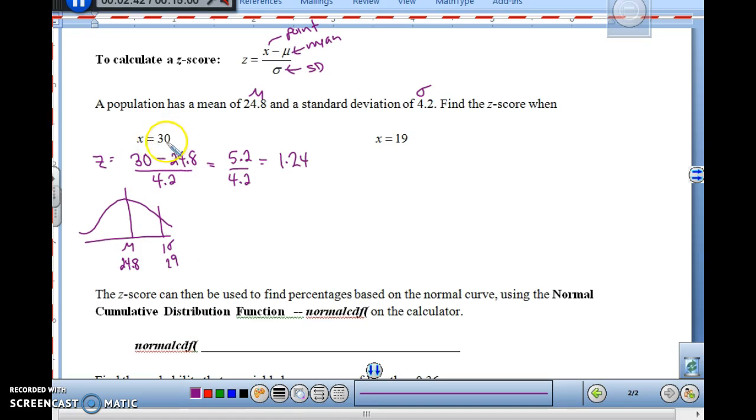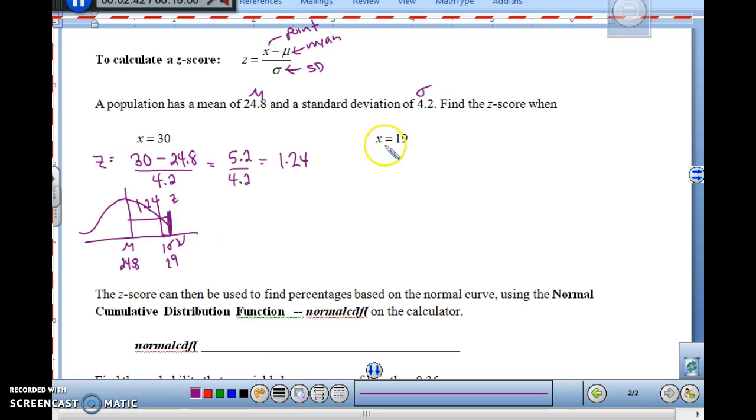So the x of 30 is right here, and that's actually 1.24 standard deviations away from the mean. That's how far this is away from the mean. So 30 would actually be right here, and the distance from here to here is 1.24 standard deviations, which is the z-score.